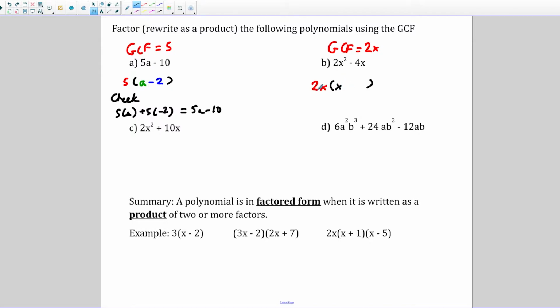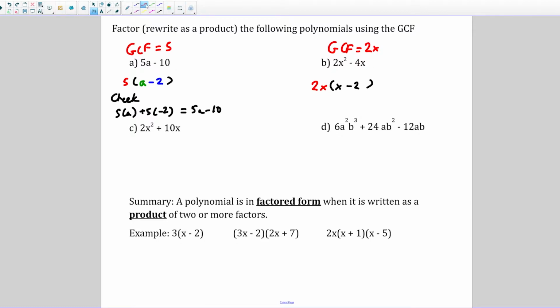So again, I can think of this as 2x times x gives me my original 2x squared here. The same thing can happen with the 2x times something will give me a negative 4x. In this case, it has to be 2x times negative 2 gives me this negative 4x.